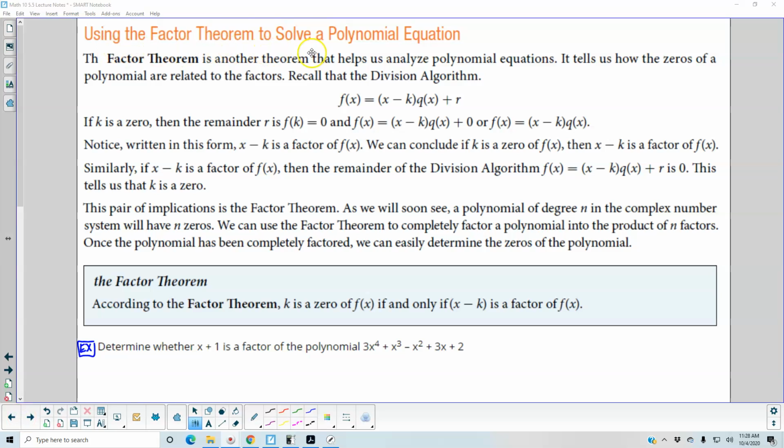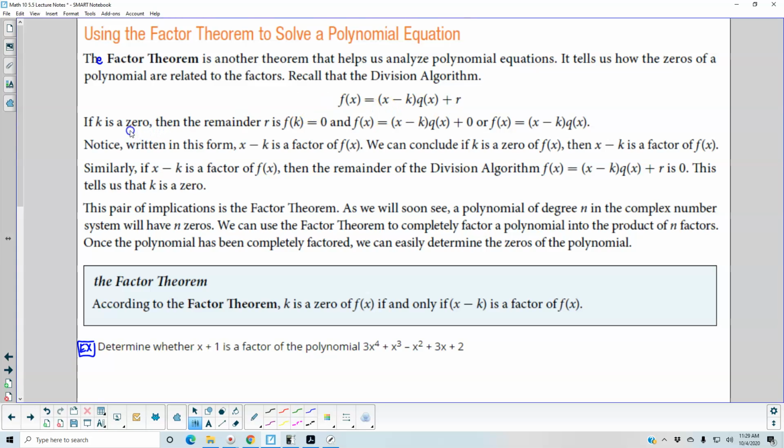Using the factor theorem to solve a polynomial equation. The factor theorem is another theorem that helps us analyze polynomial equations. It tells us how the zeros of a polynomial are related to the factors. Recall that the division algorithm, f of x being the dividend, is equal to x minus k times q, where x minus k is the divisor, times the quotient plus the remainder.